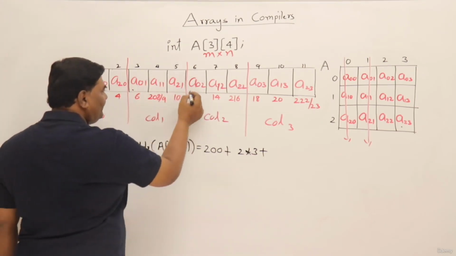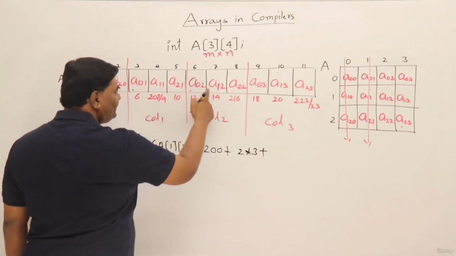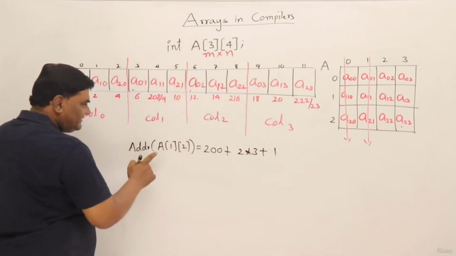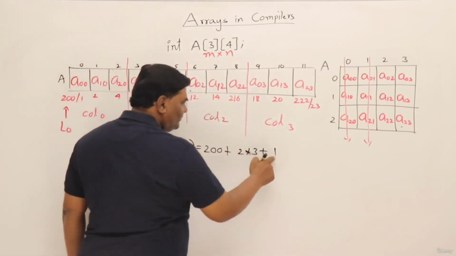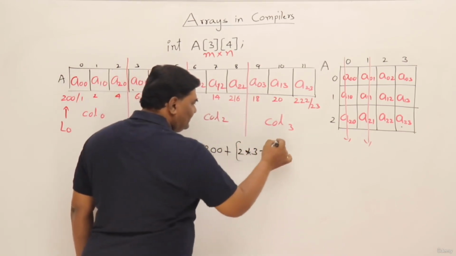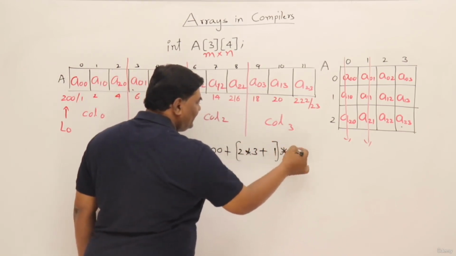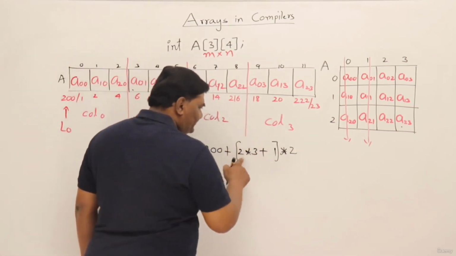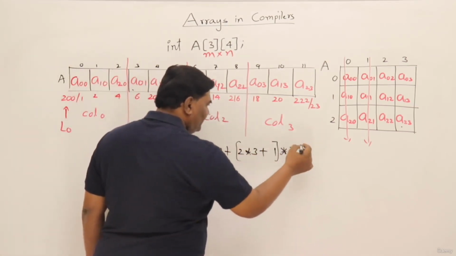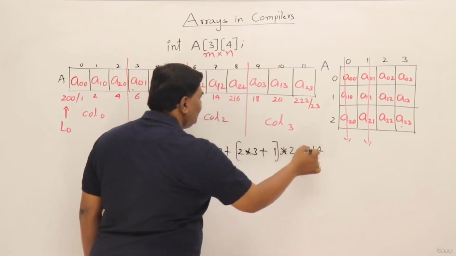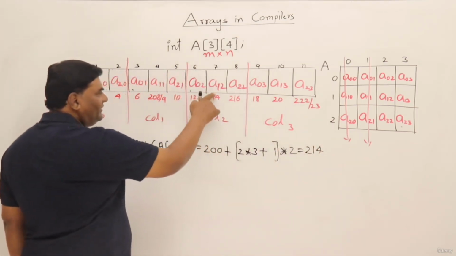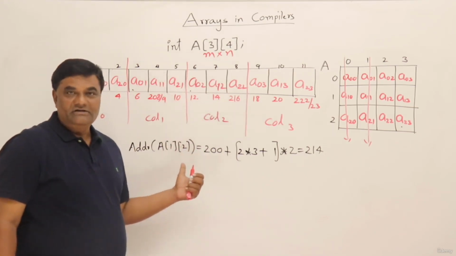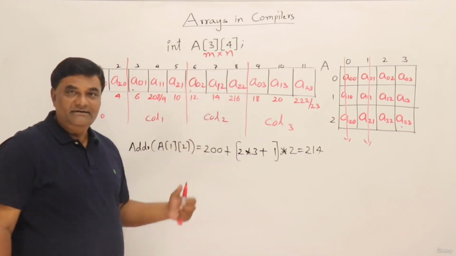Once I have skipped column 0, I am here. Then I have skipped column 1, I am here. Now from here, how much should I move? Just one element. So you can see that this is row 1. And this has to be multiplied by the element size W. So this will be 3 times 2 is 6, plus 1 is 7, into 2, 14. So this is 214. And you can see that the address of A[1][2] is 214. That's how we got the address of a given element.